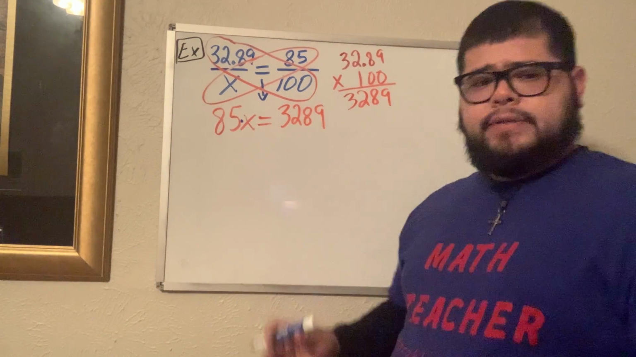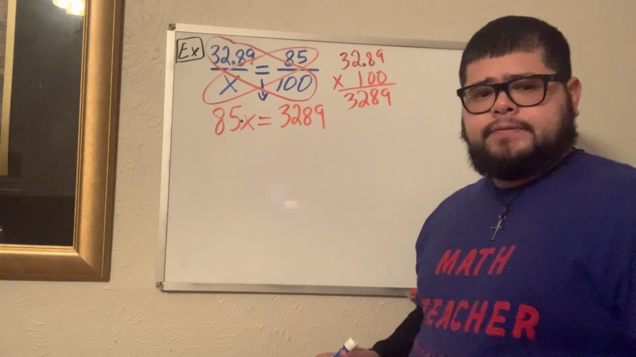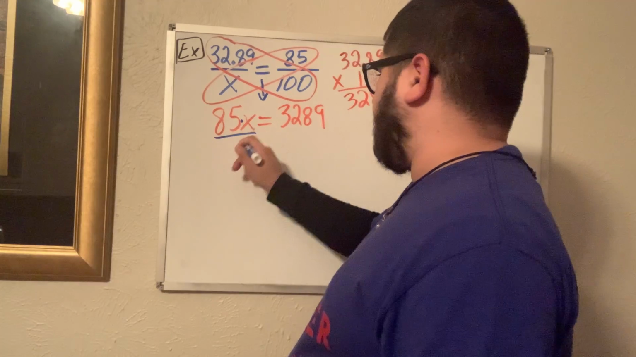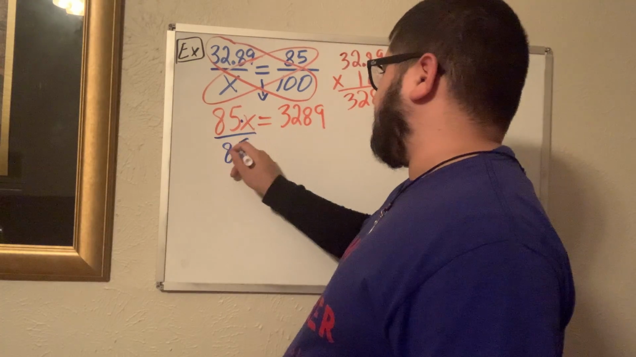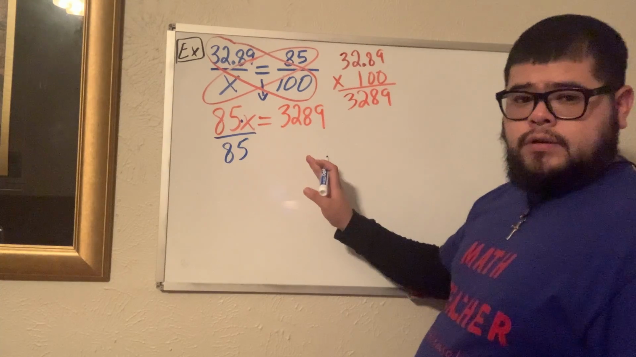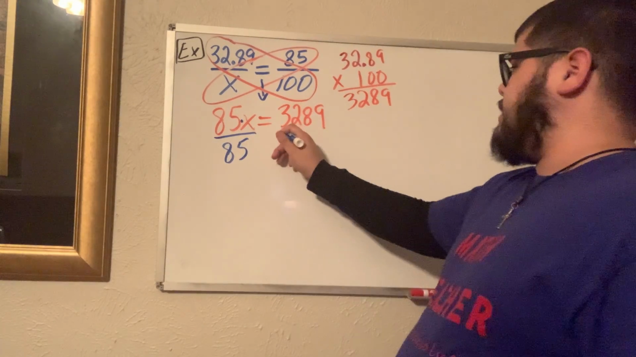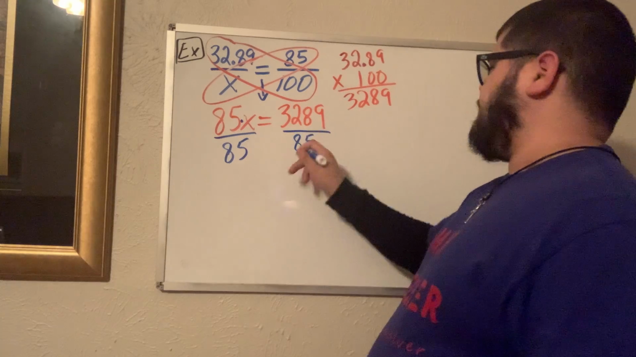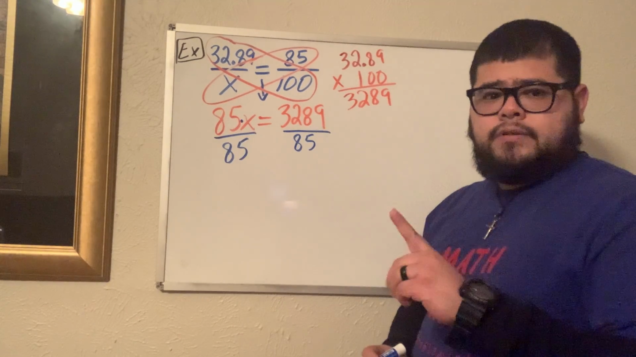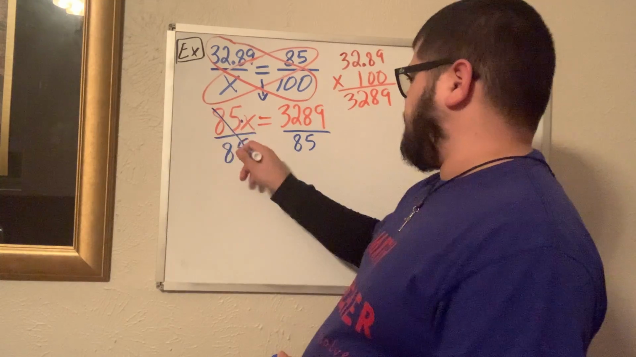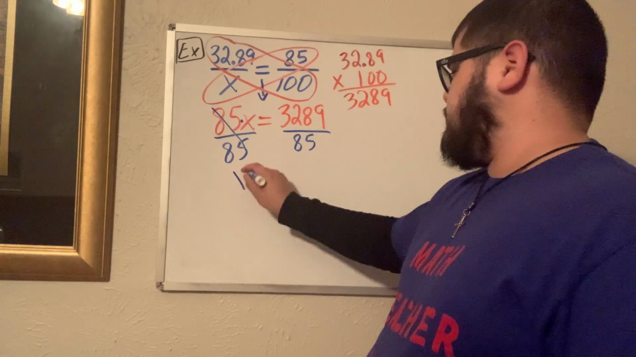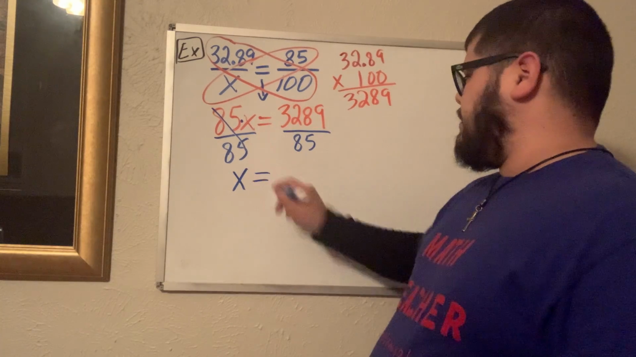Multiplication. What's the opposite of multiplication? Division, right? We're going to divide by 85. And whatever we do to the left, we have to do to the right. 85 divided by 85 is 1. 1 times x. The x equal sign will come down again.